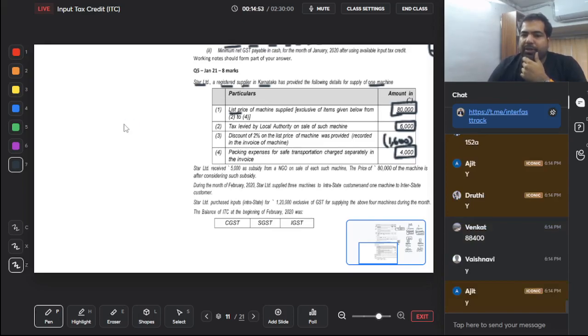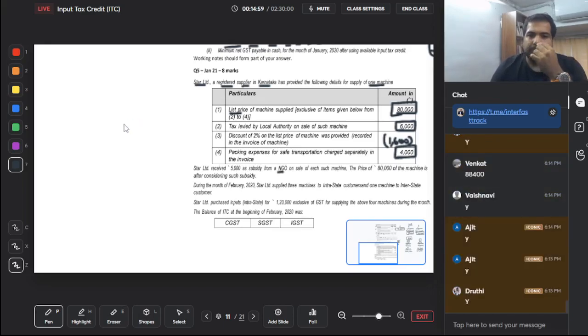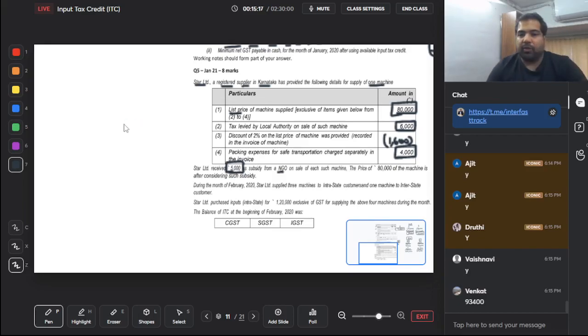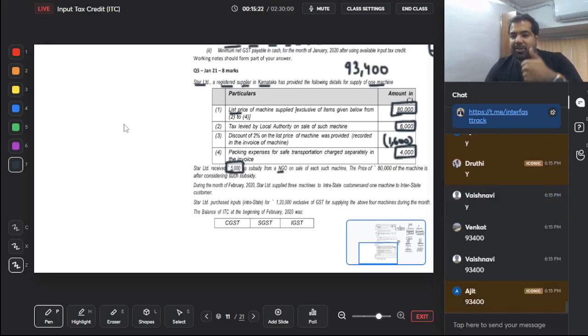She received 5,000 as subsidy from an NGO on the sale of each such machine. Is it linked to the supply of the subsidy? Yes. From an NGO, that means non-government. Price of 80,000 is after considering such subsidy. So guys, they've already minused the subsidy. Do we have to add this subsidy? Yes. So 80,000 plus 6,000 plus 4000 plus 5000 minus 1600. The value of supply is 93,400. That is the value of one machine. Ajit, Venkat, Vaishnavi, good calculations, very fast.